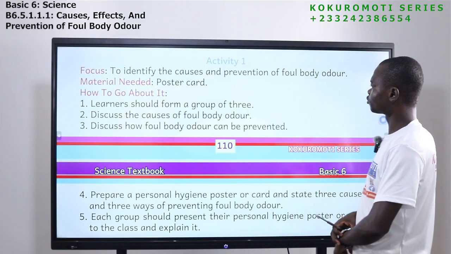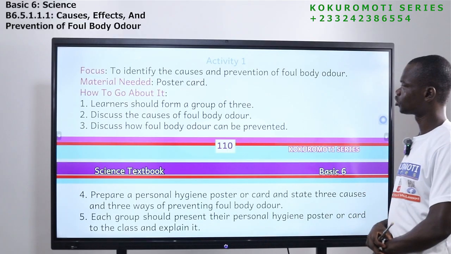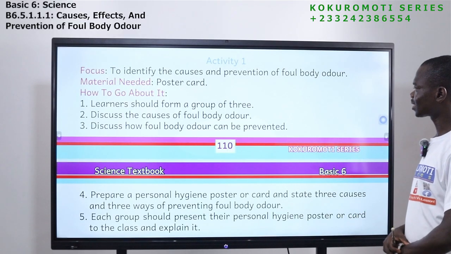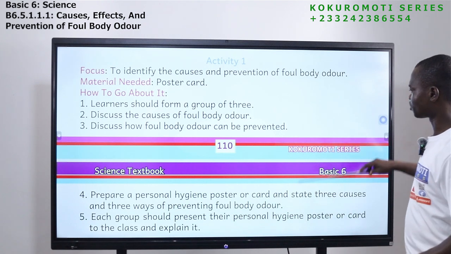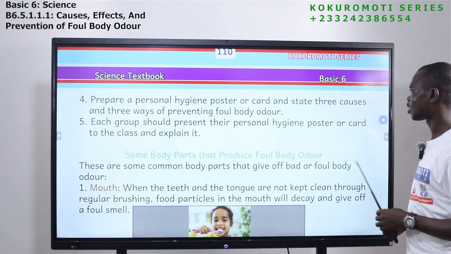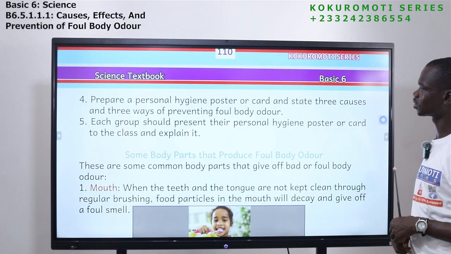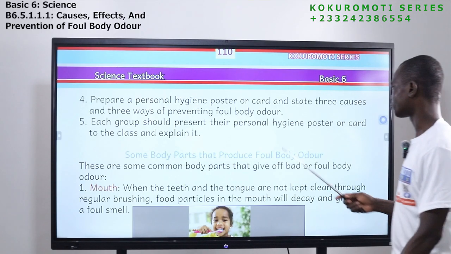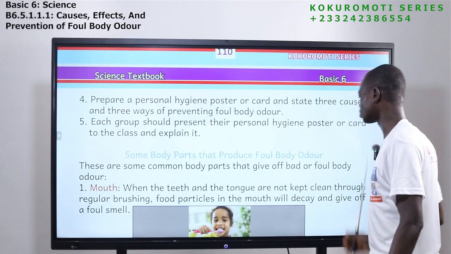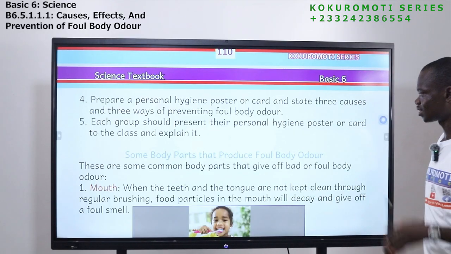1. Learners should form a group of 3. 2. Discuss the causes of foul body odor. 3. Discuss how foul body odor can be prevented. And then we have number 4. Prepare a personal hygiene poster or card and state 3 causes and 3 ways of preventing foul body odor. The last one, each group should present their personal hygiene poster or card to the class and explain it.